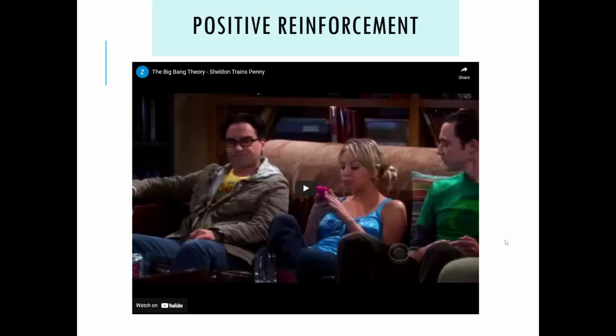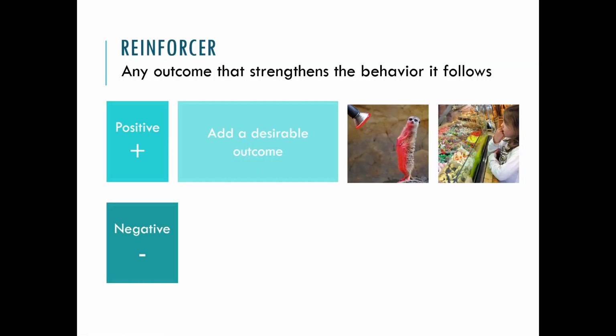All right, so hopefully that illustrated for you how you can shape a person's behavior towards that which you find desirable by giving them an outcome that they want. Another type of reinforcer would be a negative reinforcer.